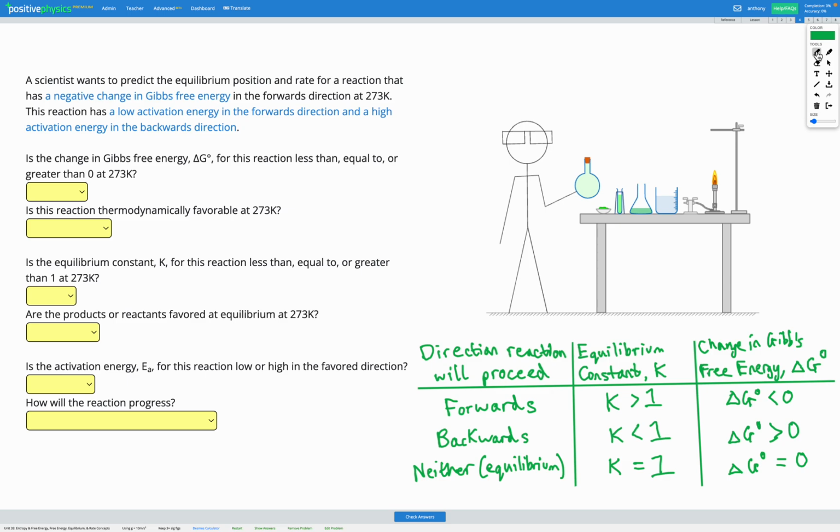The other thing we need to think about is the activation energy. Now, activation energy doesn't affect the direction that the reaction will happen. That is determined by the Gibbs free energy and the equilibrium constant. However, activation energy does determine the speed at which a reaction happens. If we have a high activation energy, the higher our activation energy, the smaller the proportion of particles that are going to have enough energy during a collision to meet the activation energy and actually react. So a high activation energy means a slower reaction.